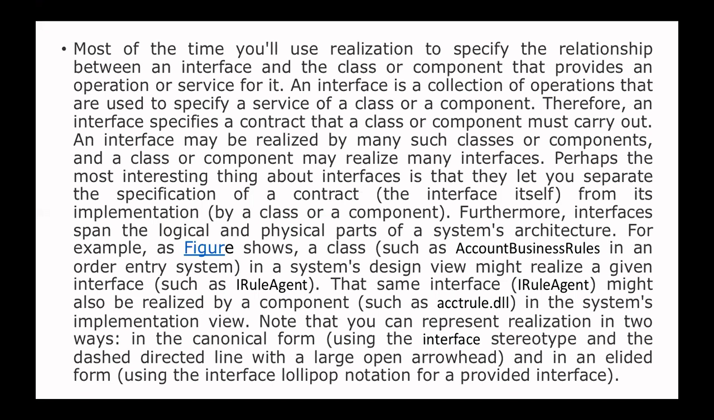Note that you can represent realization in two ways: in the canonical form, using the interface stereotype and the dashed directed line with a large open arrowhead, and in an elided form, using the interface lollipop notation for a provided interface.